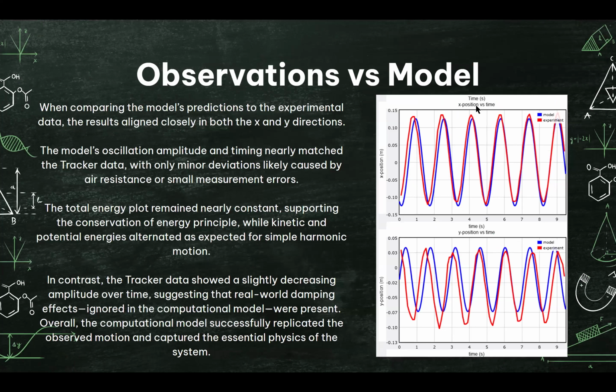For observations versus model, the simulated trajectory matched the shape and period of the observed path pretty closely. The computational model captured both the X and Y oscillations with realistic phase shifts, giving a near elliptical motion just like the experiment. This confirmed that the physical assumptions and numerical methods used in the model accurately describe the motion recorded.